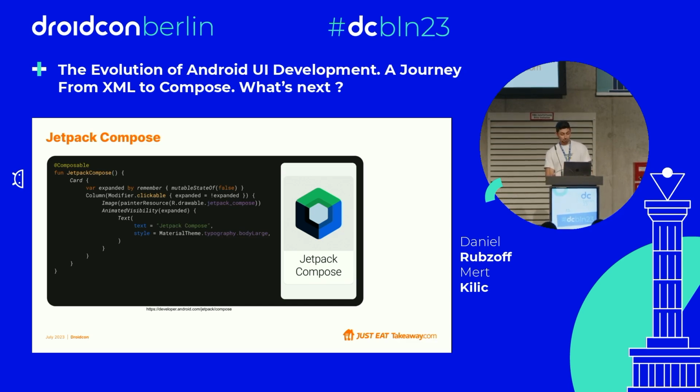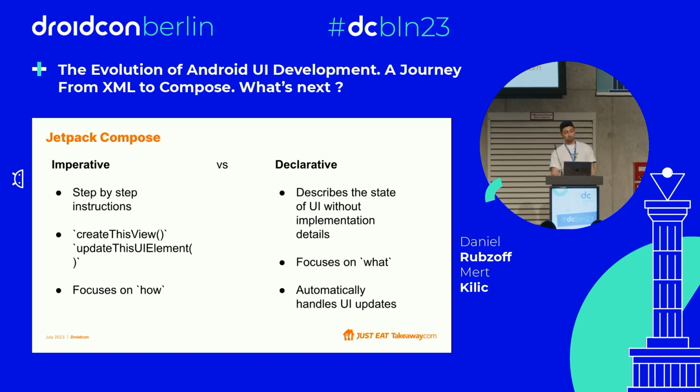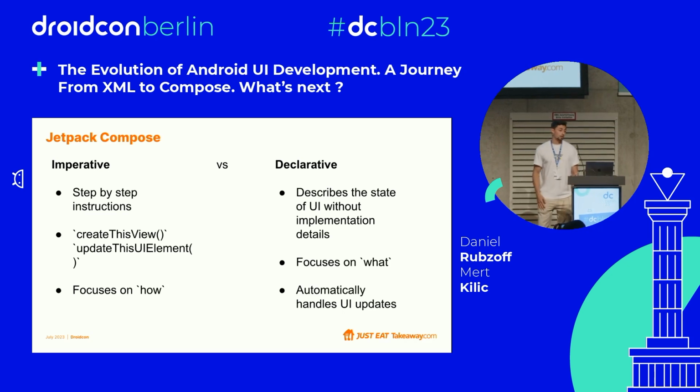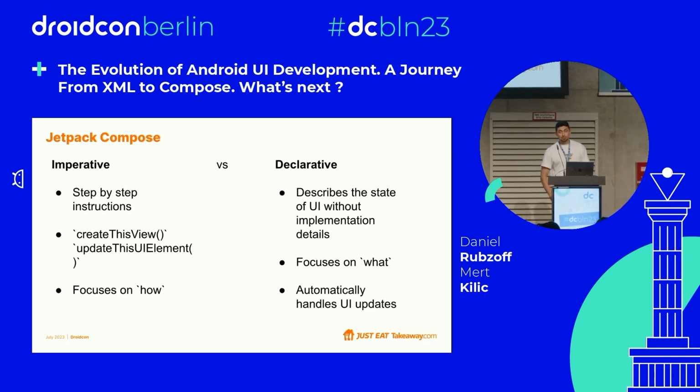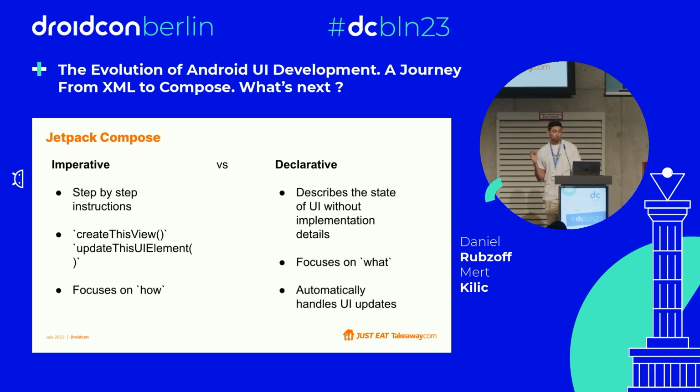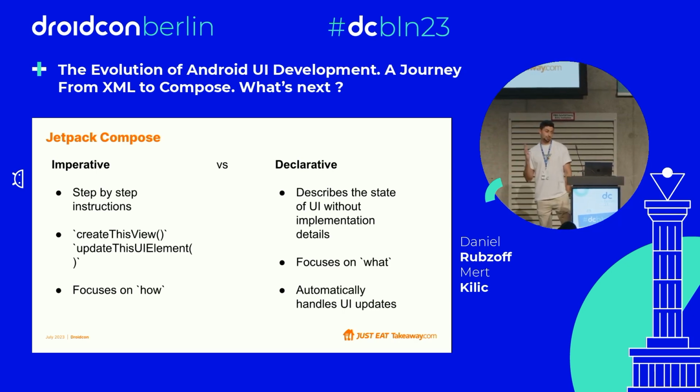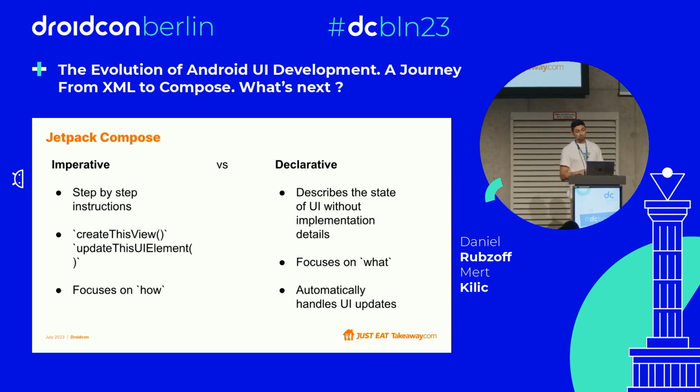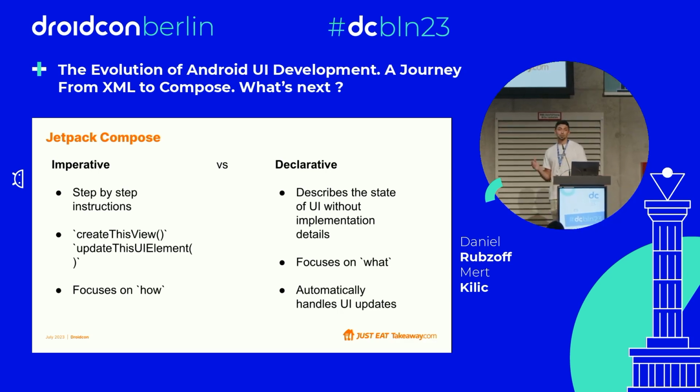In order to understand that, we need to take a look at these two key concepts, imperative UI programming and declarative UI programming. In imperative UI programming, developers write code that explicitly defines the step-by-step instructions for creating and updating the UI. Imperative code often involves statements like create this view, update this element, set this property, and it focuses on the how aspect of the UI construction, where developers directly manipulate the UI in code.